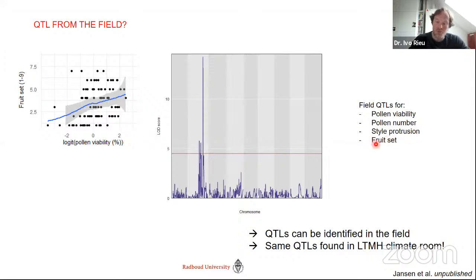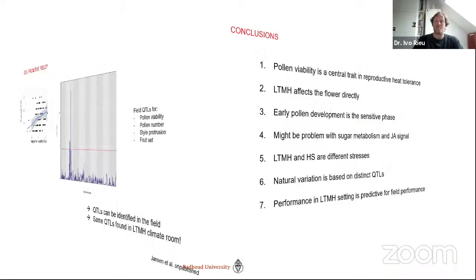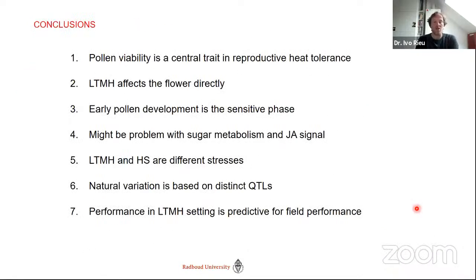We even found something for fruit set unexpectedly. But a very important answer to one of our questions: we find exactly the same QTLs that we found in our own climate room. So that does tell us that what we've been doing with our climate room is actually relevant. Good. So with this, I would like to come to some conclusions.